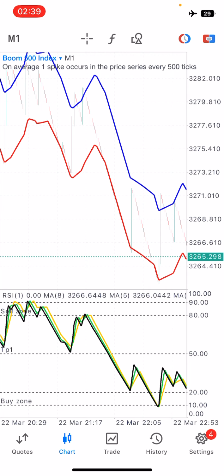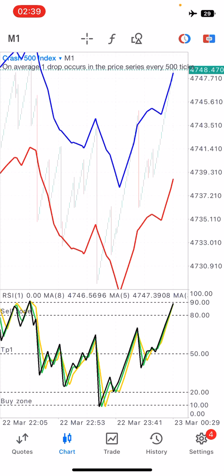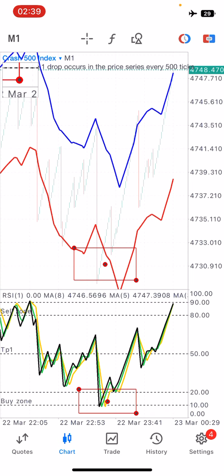So let me switch to Crash 500. Let's see if we have something that's really recent. Okay, we do have a situation like this. Let me first highlight it, and then we'll talk about that opportunity.